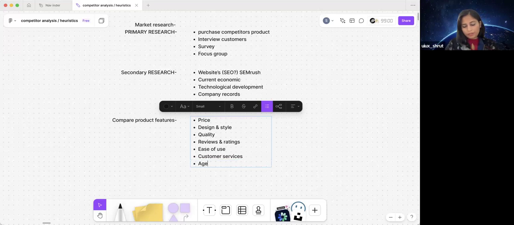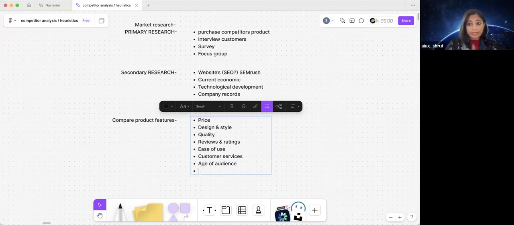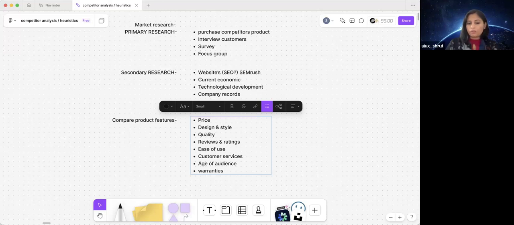You can also compare the age of the audience served, okay? Which audience that product or service is serving, look at that. What else? Warranties also exist, right? If someone is giving warranties, then you can compare that too.